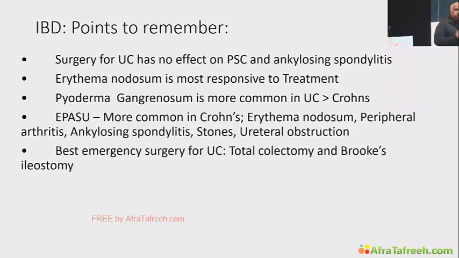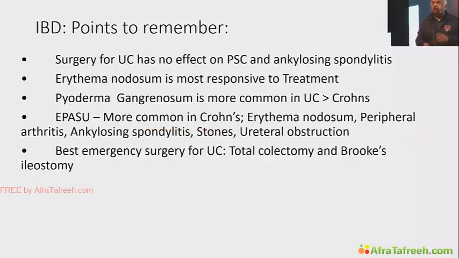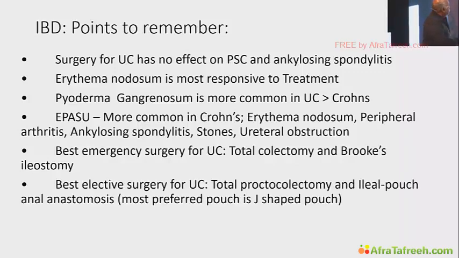Finally, this is important. Listen carefully. Just two lines. Any question, believe me, just two surgeries. If I say what is the best elective surgery for ulcerative colitis, elective, you will say total proctocolectomy and ileal pouch anal anastomosis. And which is the best emergency surgery, like toxic colon, bleeding in ulcerative colitis? Total colectomy and Brooke ileostomy. In emergency, no proctum, no rectum, only colectomy. So best emergency surgery is total colectomy and Brooke ileostomy.